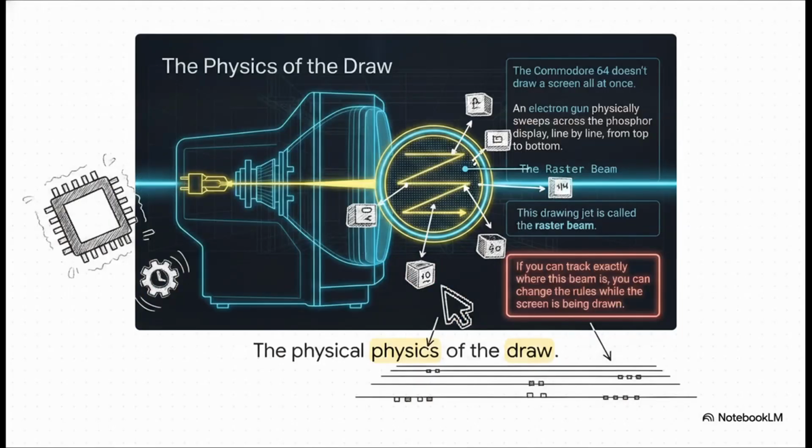And what's so fascinating about this setup is that this relentless drawing jet actually acts as a visually synced timer. The C64's main processor runs at a super sluggish 1 MHz, which is way too slow to manage complex whole-frame logic. But if you can intercept this drawing jet mid-flight, you can actually change the hardware rules after one line is drawn, but before the next line even begins.